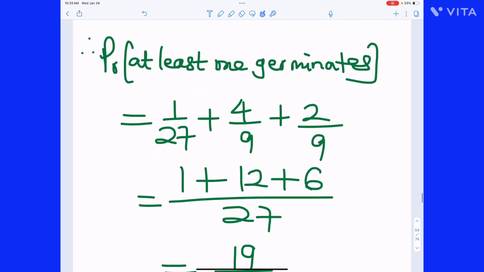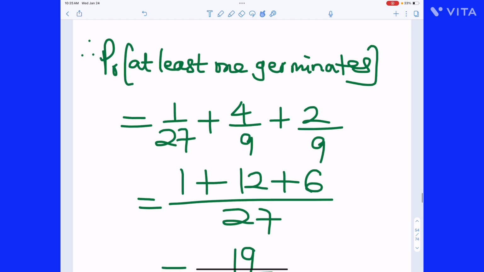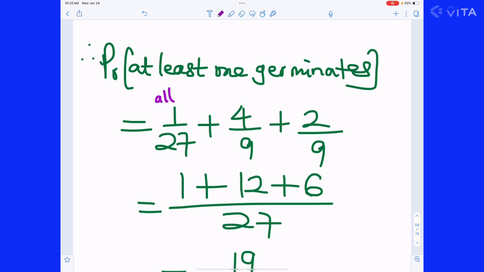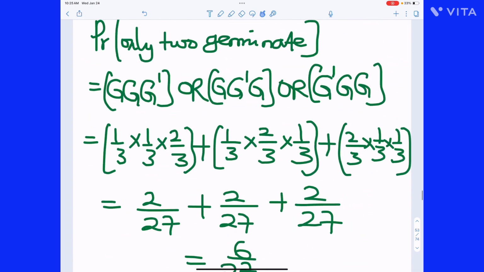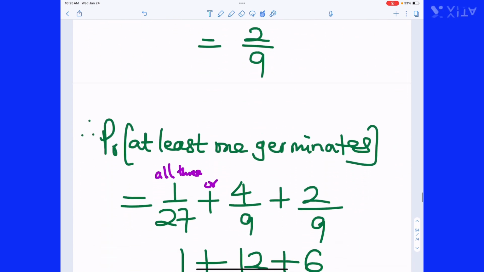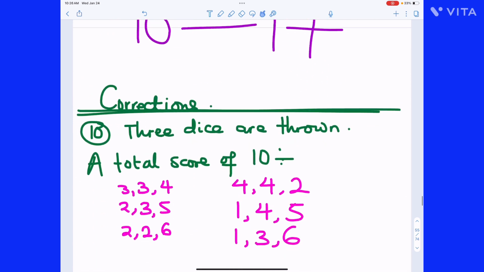So now, probability that at least one germinates will be probability that all 3 germinate, or only one germinates, or only 2 germinate. 4 over 9 is representing the probability that only one germinates. So we now add to get our answer, our probability of at least one germinating.